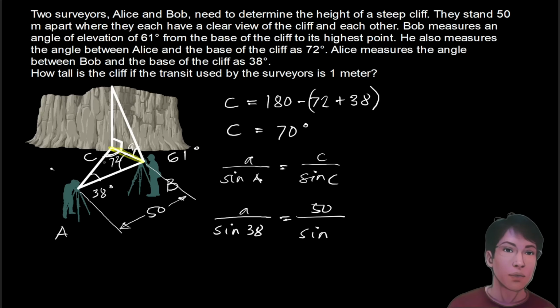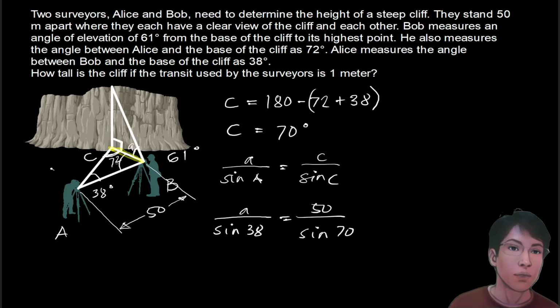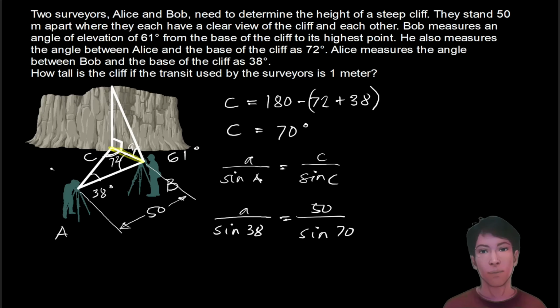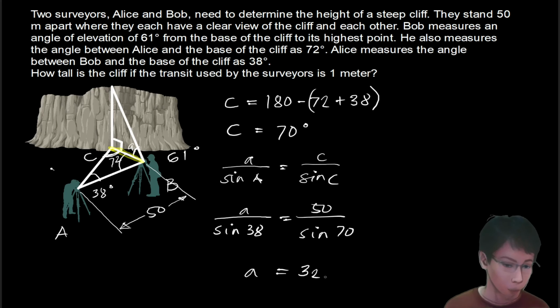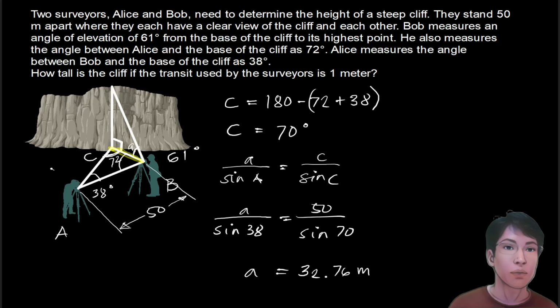Sine 70, sorry, so sine 70. This 72 is for this other angle. So solving for A, what is A? A is 32.76 meters.